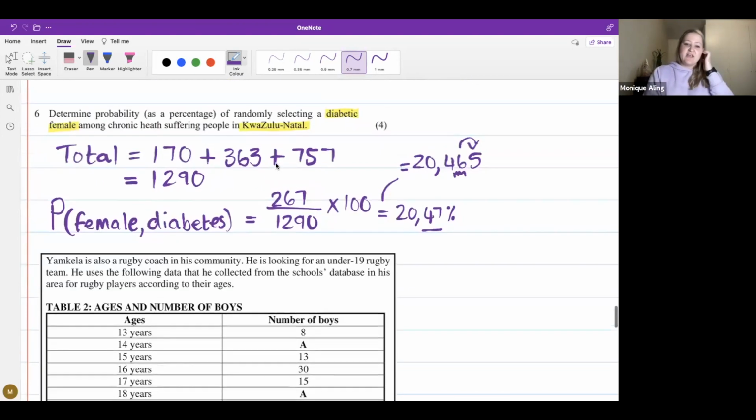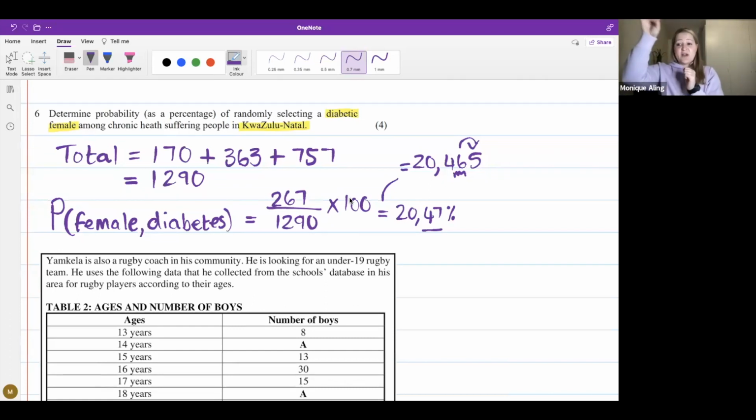Okay, let's quickly check. I see we've got another question explaining question 6. Just quickly, guys, with question 6 again, it was a probability question. We always answer as a fraction first and then convert to a percentage or decimal or whatever they want. They want a percentage specifically here. They said, what is the probability of randomly selecting a diabetic female? So we focused on a diabetic female.